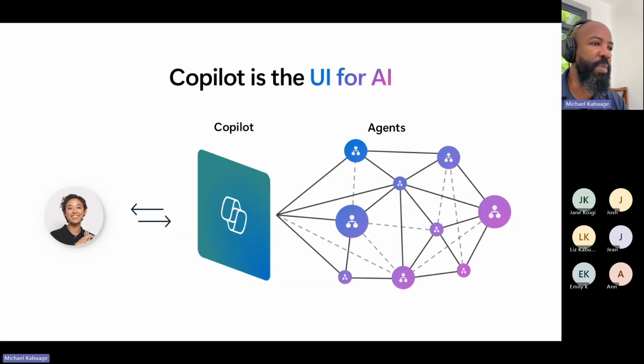So what is Copilot? Copilot is the UI for AI. Microsoft have developed Copilot as the main interface for interfacing with AI, and they have provided the ability to create agents. Microsoft's purpose is to provide everyone with the ability to create copilots and transform every business process with agents.